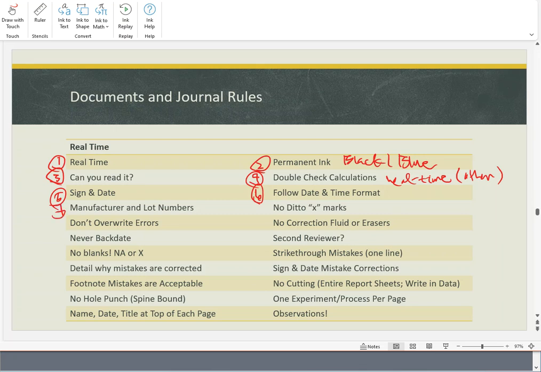Number seven, you want to make sure for documentation purposes that the manufacturer and the lot numbers are recorded from the labels.